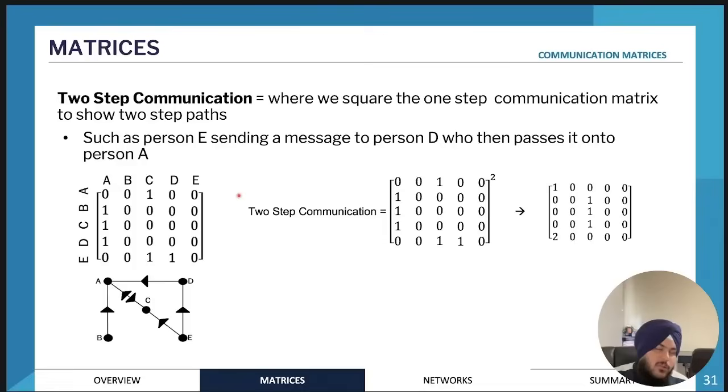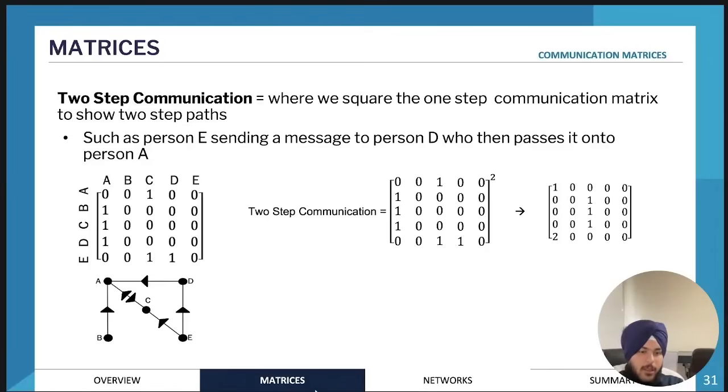So this is actually the 1-step communication matrix, but if it was the 2-step communication matrix, that is what it would indicate. And in these types of matrices, we can also have more than one number. So we can have 1, we can have 2, if there's 2 paths. Same for the 1-step communication matrix, because sometimes a person can communicate with another person via 2 means.